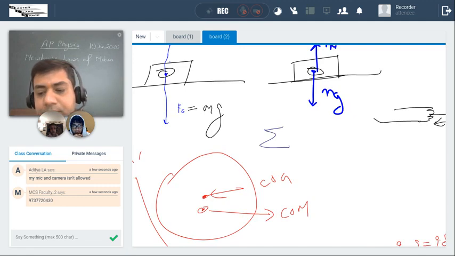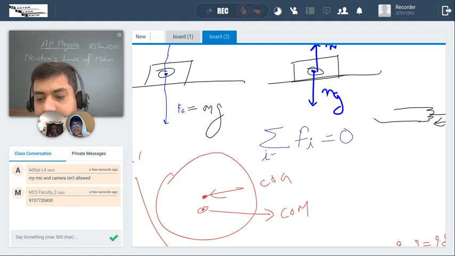Do you know this one? When the summation of all the forces acting on the body, I write sigma Fi. Now what is this i? The i is all the forces acting on the body. It can be F1, F2, F3, anything. Equal to 0, then it becomes the equilibrium case.